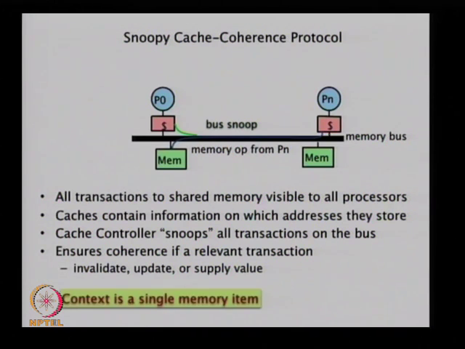So the context is one memory item, typically a cache line. It may even be 1 byte, 4 bytes, whatever. So it depends on the architecture, but we'll just say a cache line. And that is from the hardware's point of view. Okay, so this is the hardware-centric view.